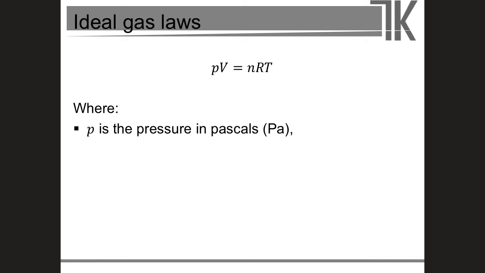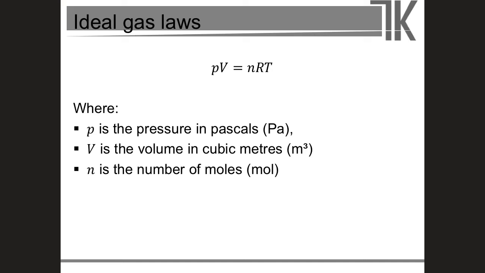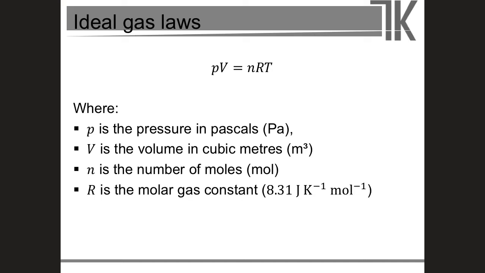That lowercase p is the pressure in pascals. In some textbooks you see it as an uppercase P, but in your exam we use a lowercase p. V is the volume in cubic meters. n is the number of moles. R is the molar gas constant, and that is given on your data sheet. It's just 8.31 joules per Kelvin per mole. And T is the temperature in Kelvin.